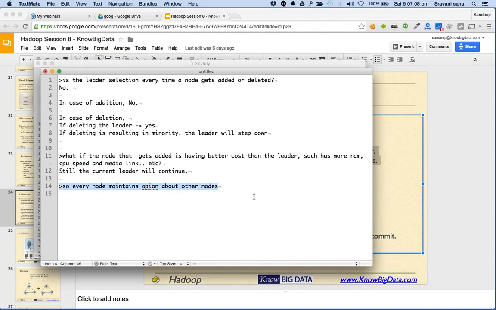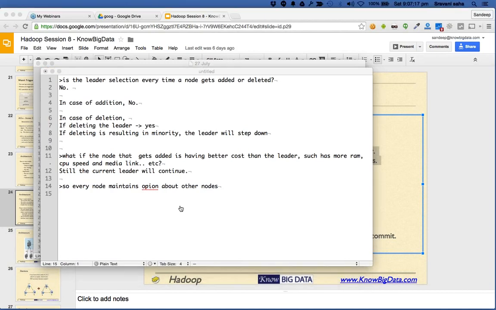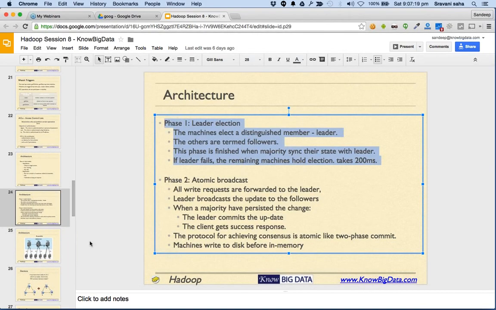Now the next question from Arvind is, so every node maintains an opinion about the other nodes. That's correct. Whenever an election happens, they gather the opinions and then they vote for each other. Now next is what happens after somebody becomes leader.